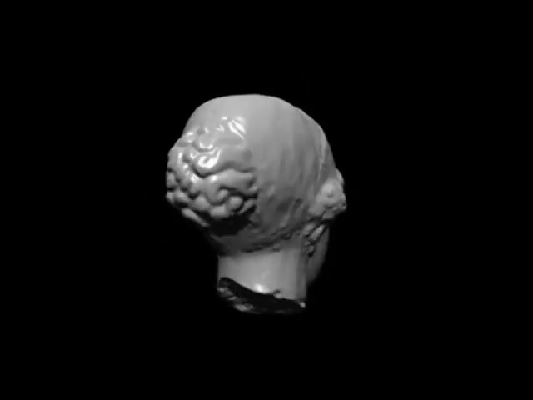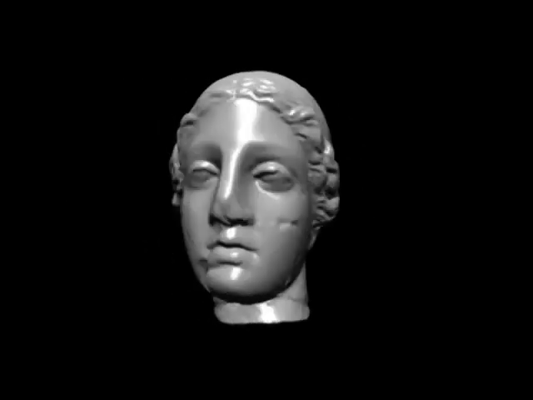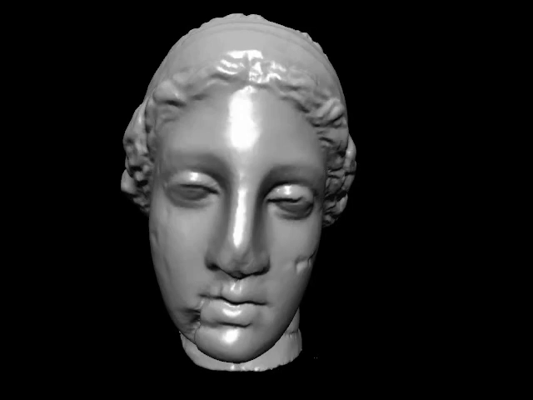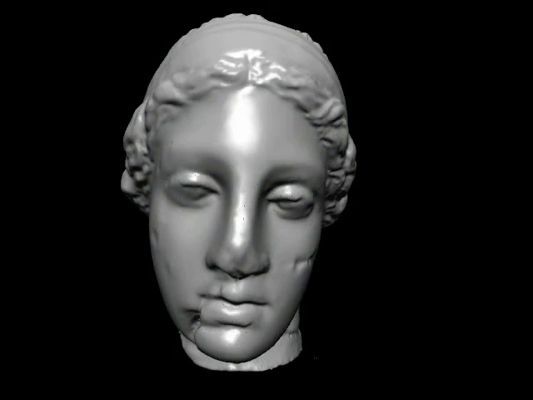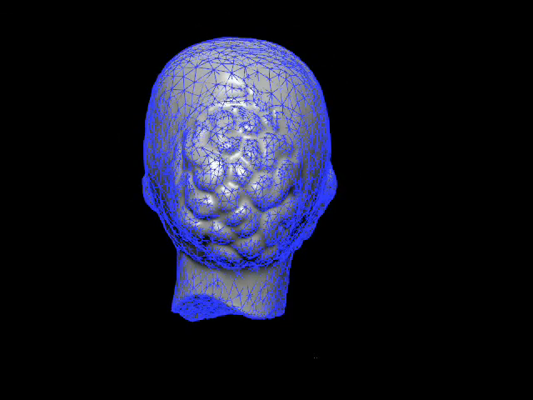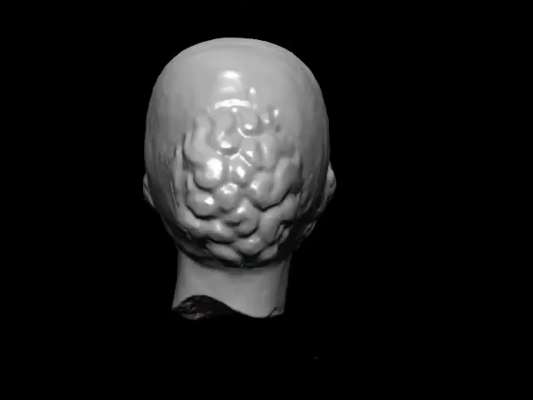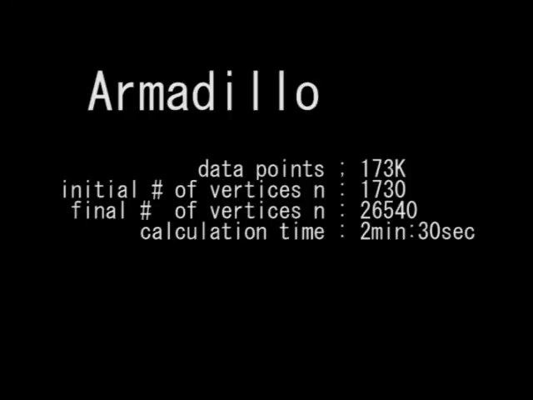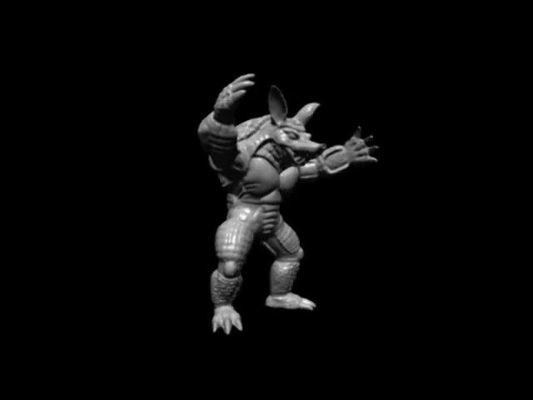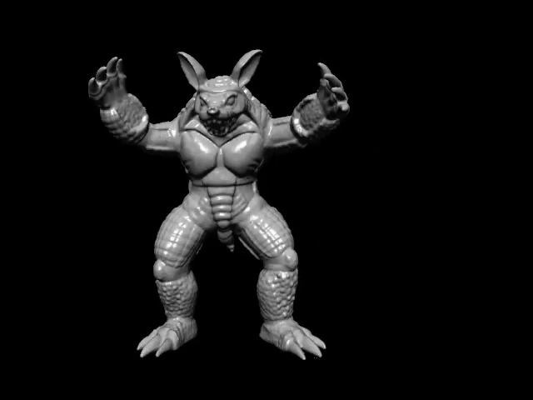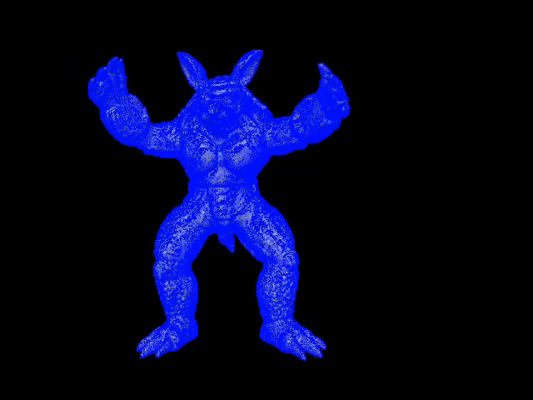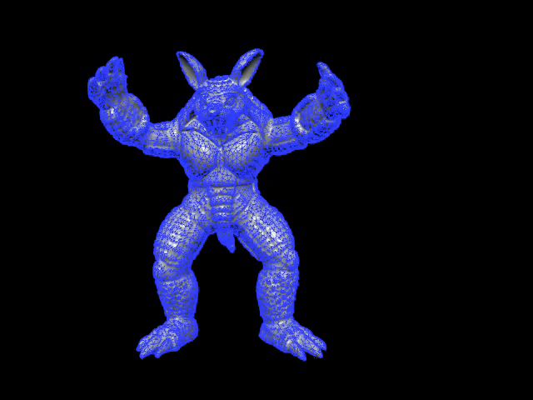Examples of results include the CJA model with 134,000 vertices. The initial mesh consists of 1,343 vertices. The armadillo model consists of 173,000 vertices, with an initial mesh of 1,730 vertices.